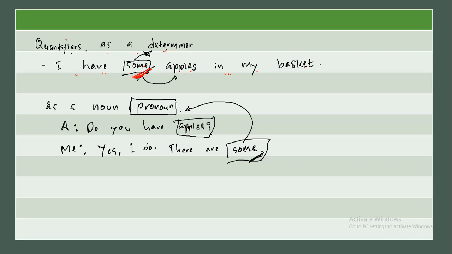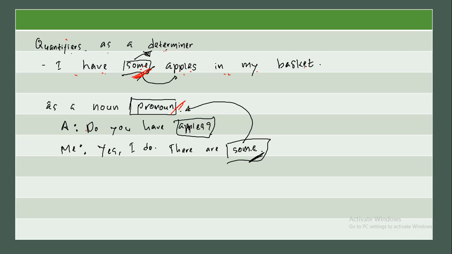So by putting a quantifier here as a determiner, we can see the clear meaning of this context. I don't have many apples, I don't have few apples, I have some apples. So that is the fixed standard of the apples that I have got. But in this one, the quantifier could become a noun or a pronoun when it replaces the position of the main noun itself.